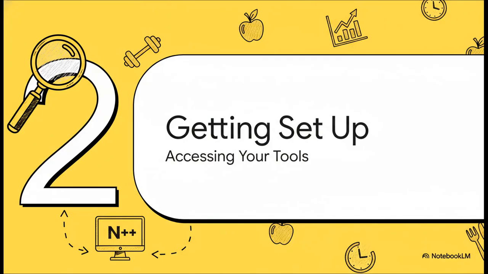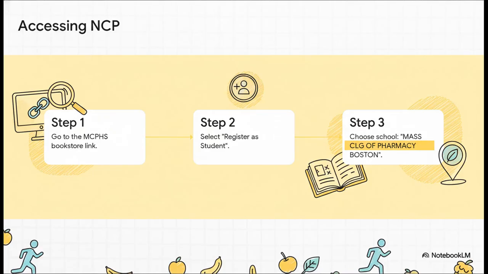All right, every detective needs their toolkit, and for this project, your main tool is going to be the Nutrition Calc Plus software. So let's get you all set up. Getting access is actually really straightforward. Just follow these 3 simple steps. Head to the bookstore link, select Register as Student, and then this part is super important. Make sure you choose the school name exactly as it's written here. Mass CLG of Pharmacy, Boston.